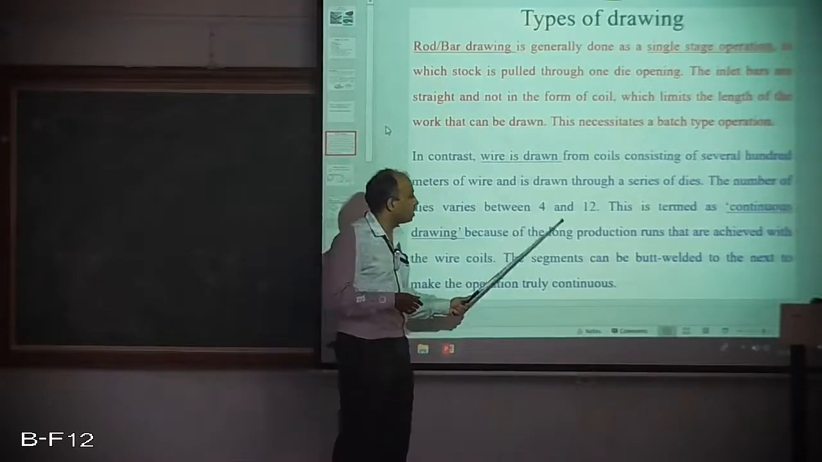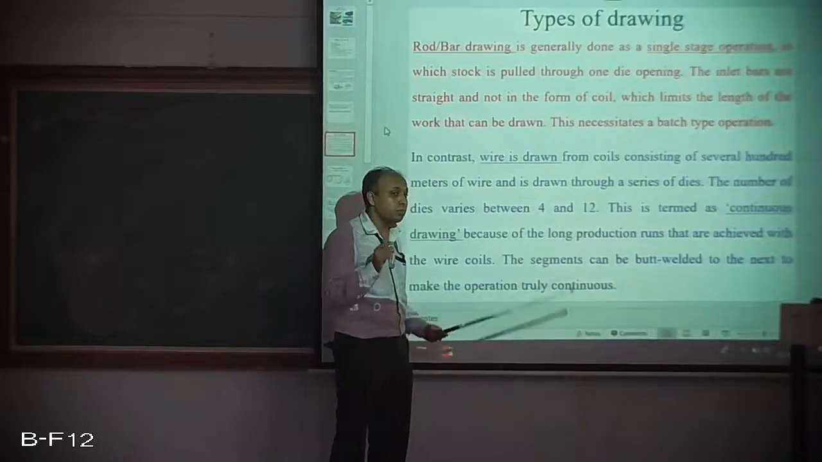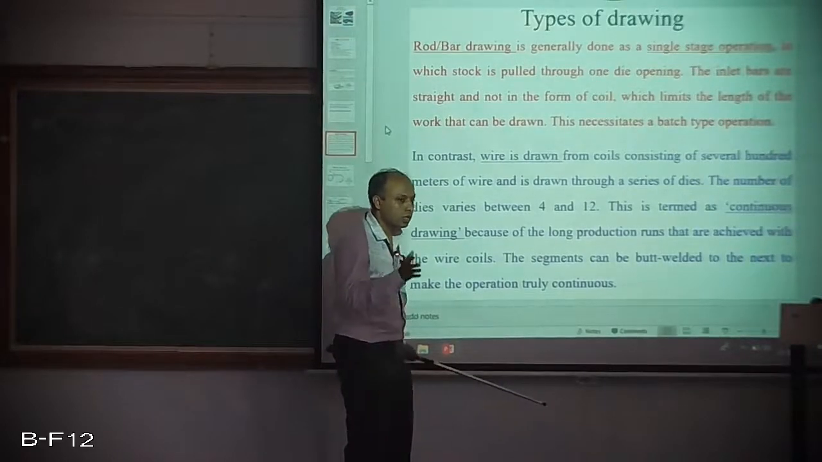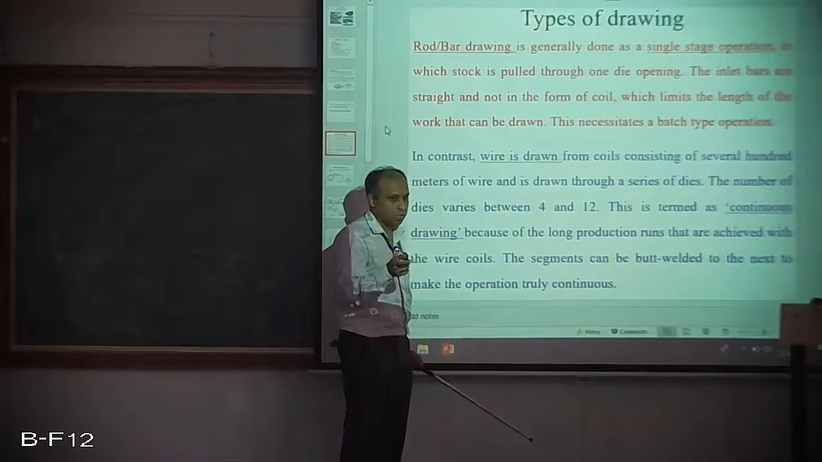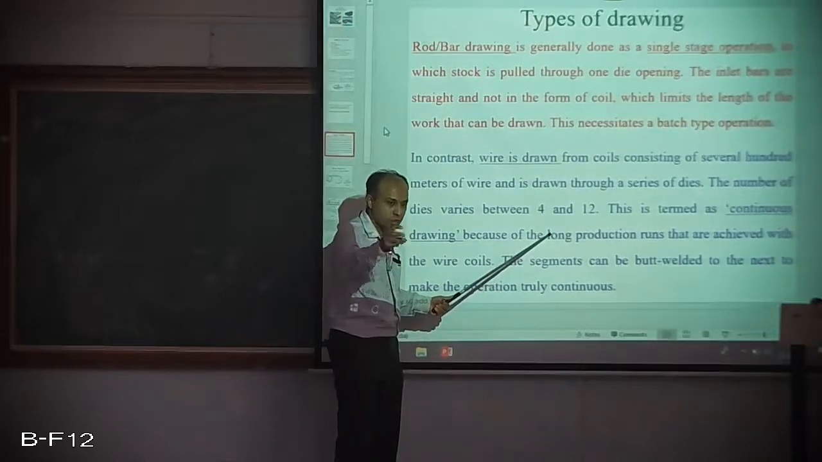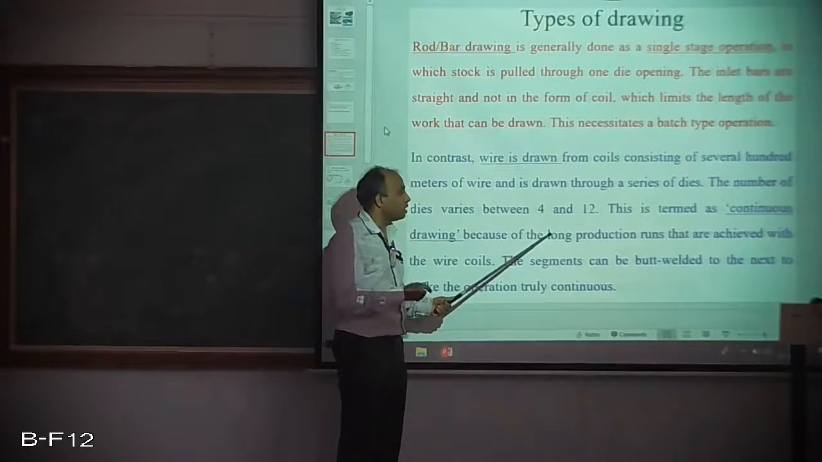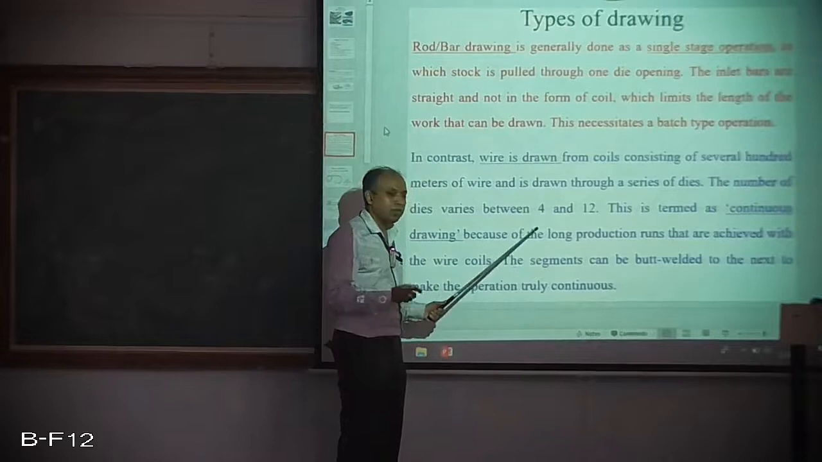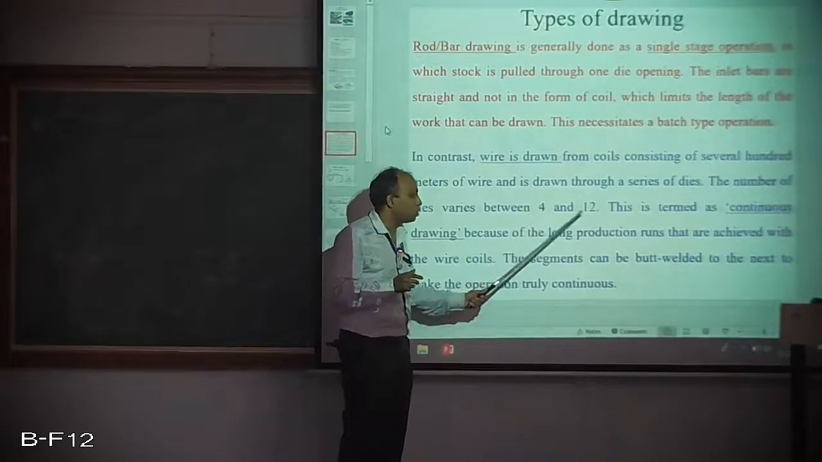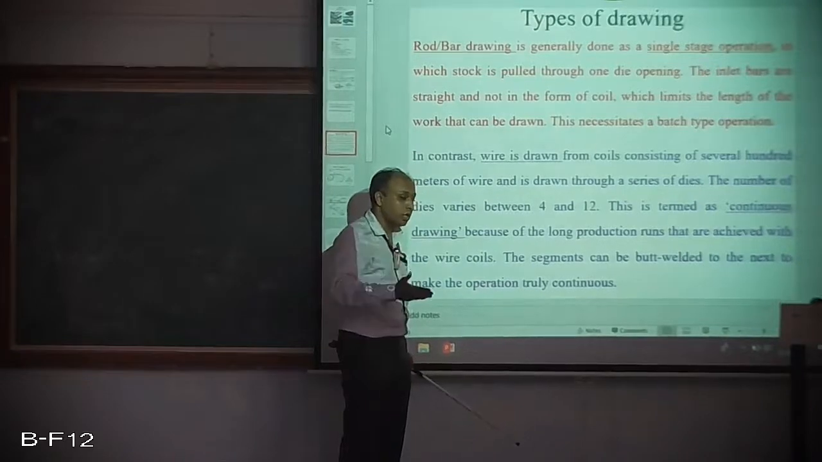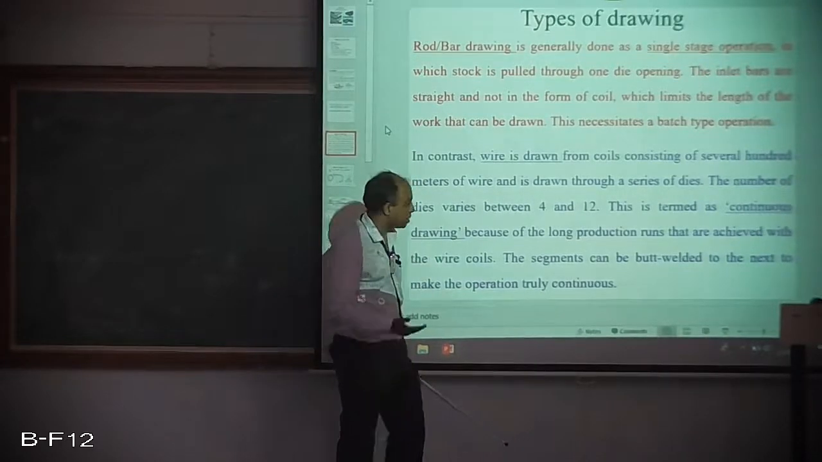Therefore, I require multiple dies, because maximum reduction is the limitation. I cannot go for above certain reduction, so I cannot do it in a single die or 2 dies. Minimum 4 dies are required to get the required finished product diameter. Normally in wire drawing, for this continuous type of operation, I'll be having dies ranging from 4 to 12. At every die there is a certain amount of reduction.